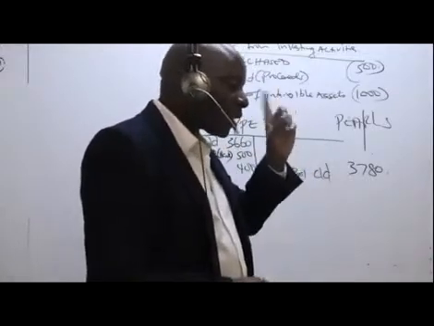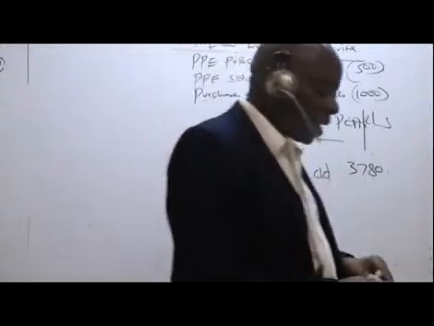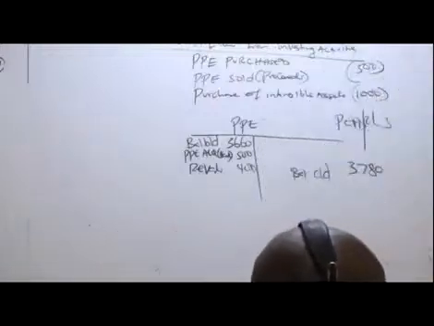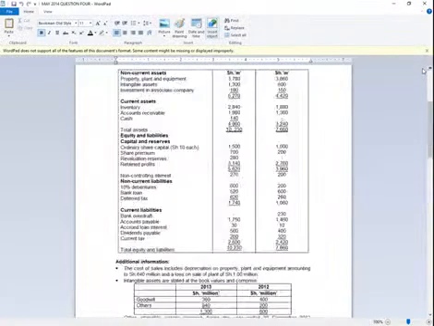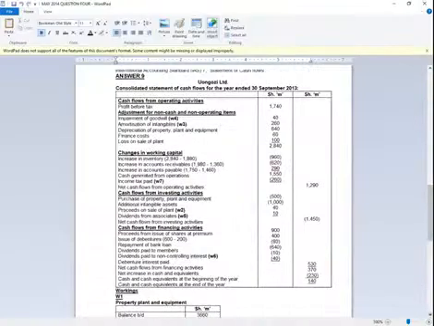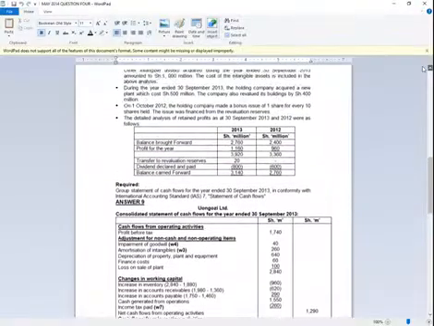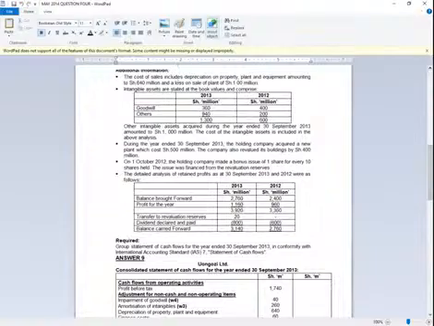And then if you remember very well, there is a place where they told us that we had a loss on sale of some asset. Do you remember that loss? There's a place they told us something like that, somewhere. And a loss on sale of plant of shillings, what here?